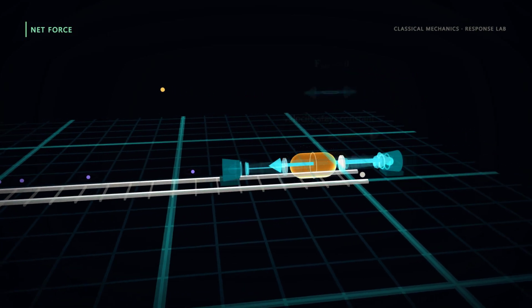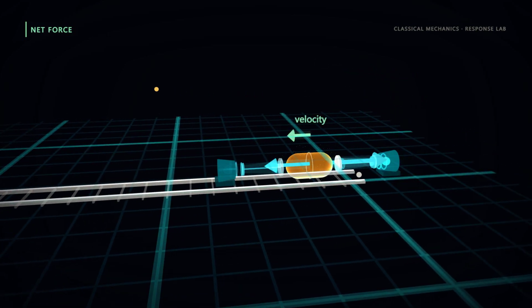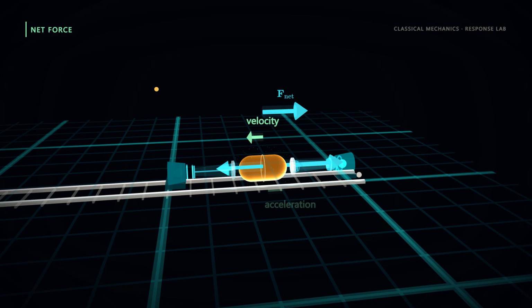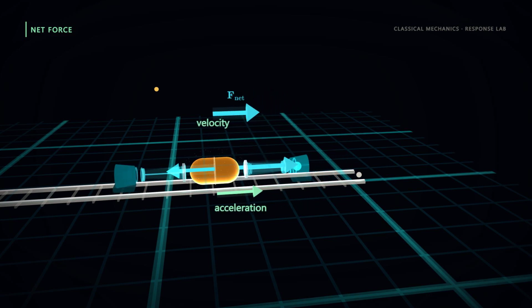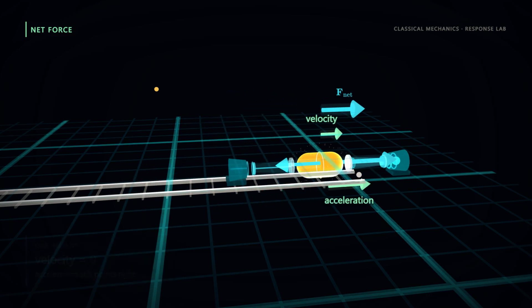Now make the rightward pull larger while the capsule initially moves left. The equal parts of the opposing arrows cancel, leaving a net force to the right. For a moment the capsule still moves left, but it accelerates right. It slows, stops, and reverses. Acceleration points along the net force, not necessarily along velocity.